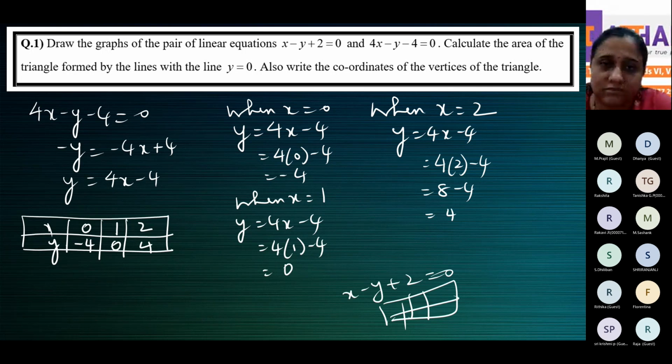Complete the graph. Don't write only this in your book. You'll have to complete the graph and be ready with the area of the triangle and the coordinates of the vertices of the triangle.